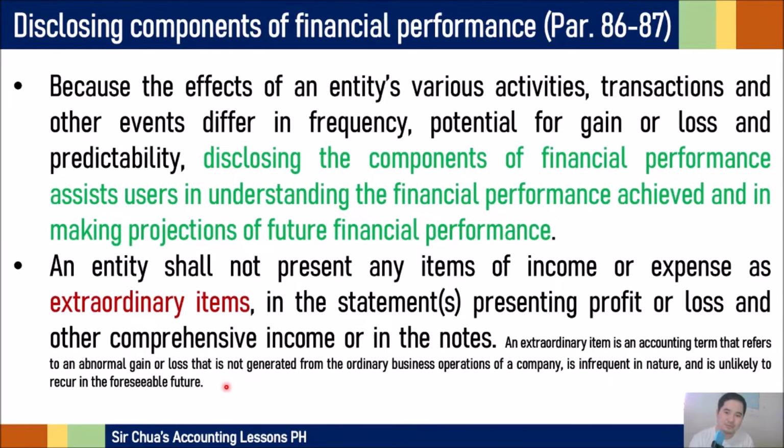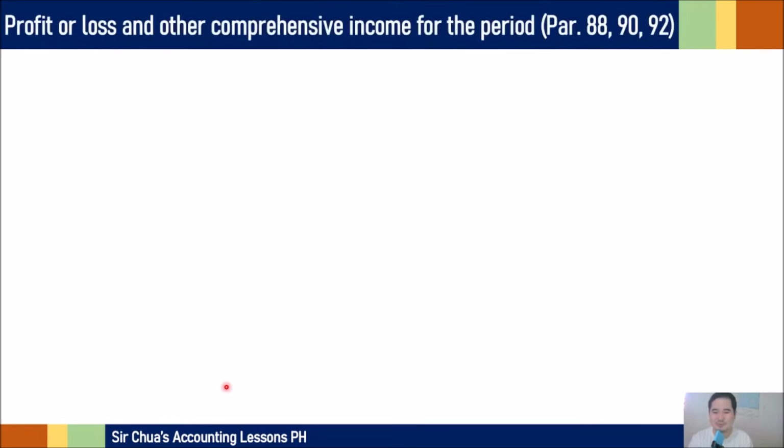So, wala daw po tayong dapat i-report na income or expense as extraordinary items. So, kapag nangyari na, or lost na siya, or gain na siya, i-report mo lang the usual. Parang ganon, no? So, hindi daw po siya dapat i-present bilang extraordinary item. Kasi parang ang dating, extraordinary man siya o hindi, nangyari na eh. So, kung lost siya, lost talaga siya. Parang ganon. Okay? So, yun po.